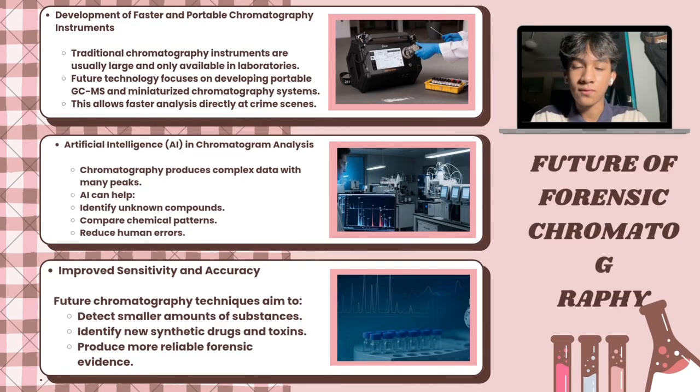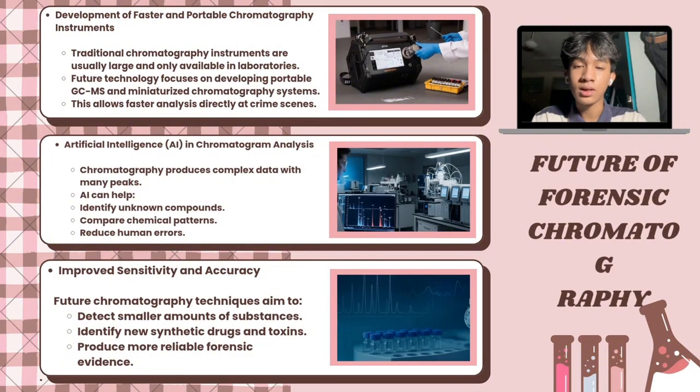So looking ahead, forensic chromatography is likely to become significantly faster and much more accessible due to the development of portable instruments. So instead of sending every sample to a centralized laboratory, investigators may be able to perform preliminary analysis directly at the crime scene itself. This shift would substantially reduce overall investigation time and allow for more immediate decision making in the field.